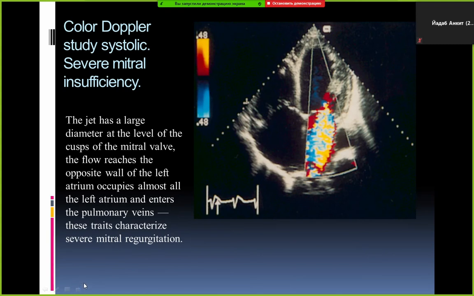Color Doppler study of mitral incompetence. So this is the left ventricle, this is the left atrium, and this is the colored jet, a jet of regurgitation, of backflow from the left ventricle to the left atrium.